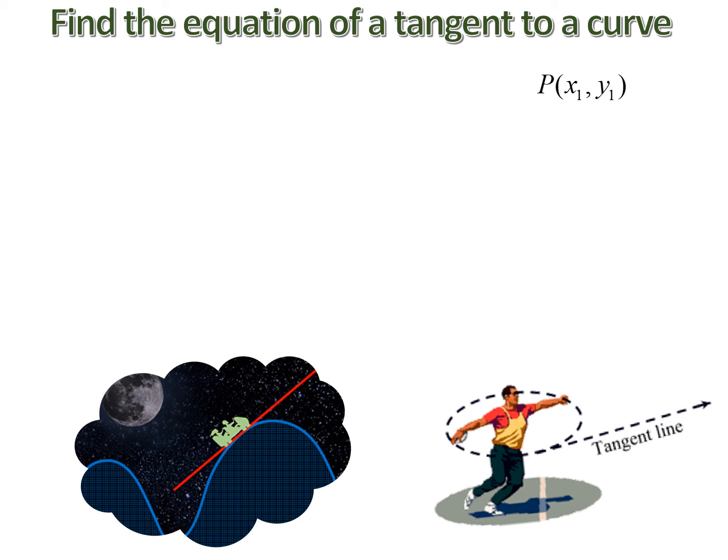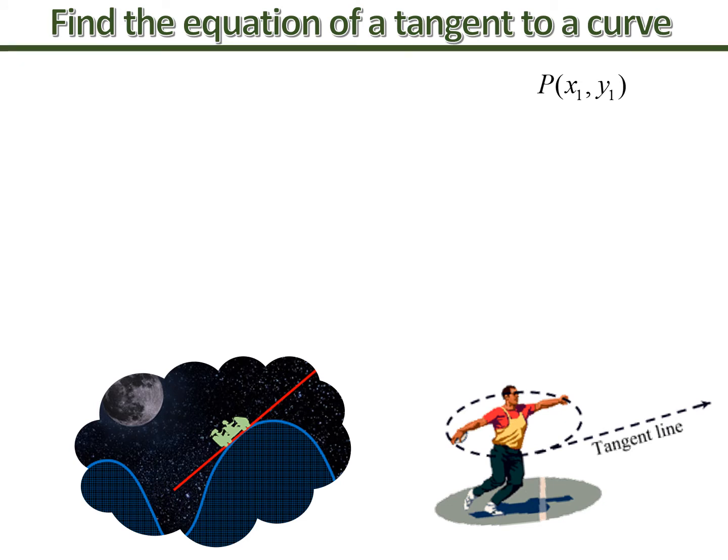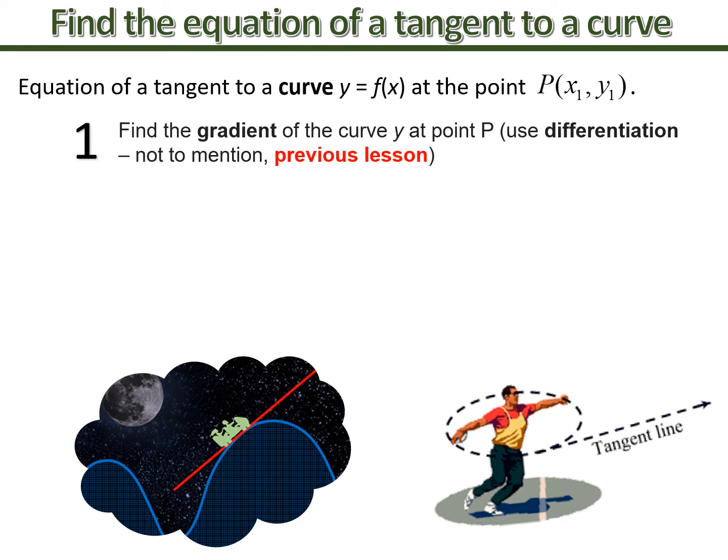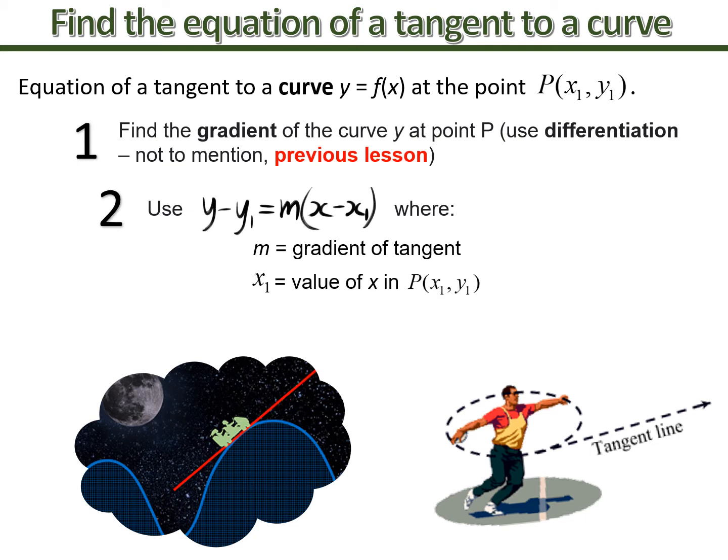Let's find out how to find the equations of a tangent to a curve. The equation of a tangent to a curve y equals f(x) at the point P(x1, y1) can be found by, first, finding the gradient of the curve y at point P using differentiation. Refer to the previous lesson. Number 2, use y minus y1 equals m(x minus x1), where m is the gradient of the tangent, x1 is the value of x in P(x1, y1), and y1 is the value of y in P(x1, y1).